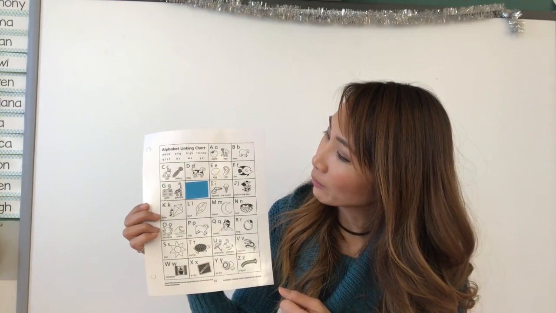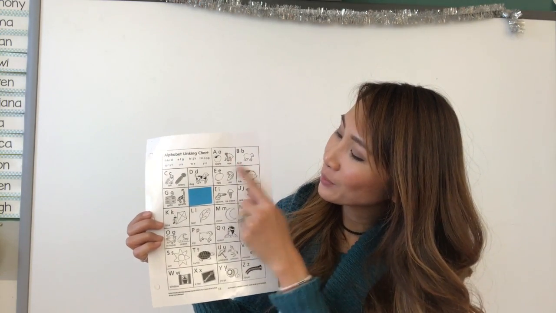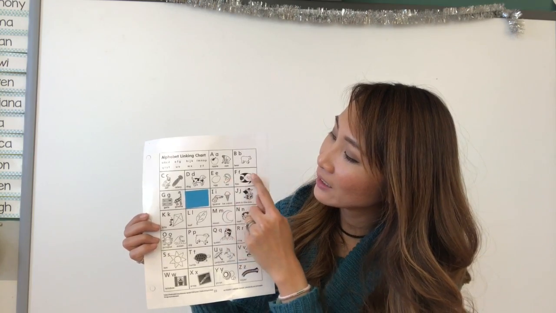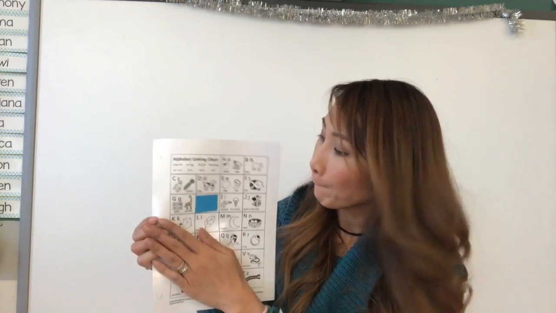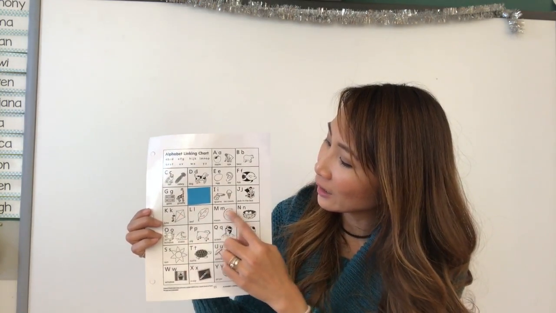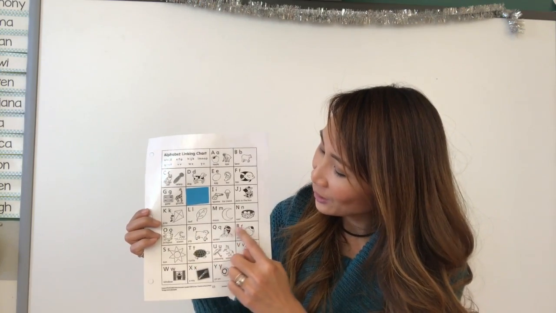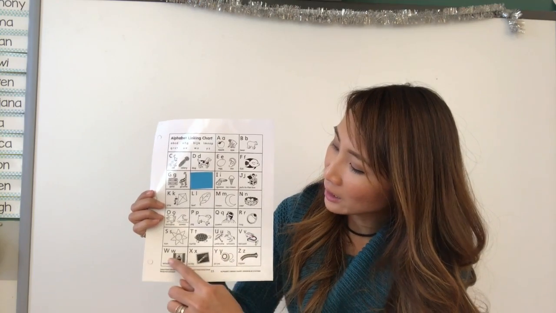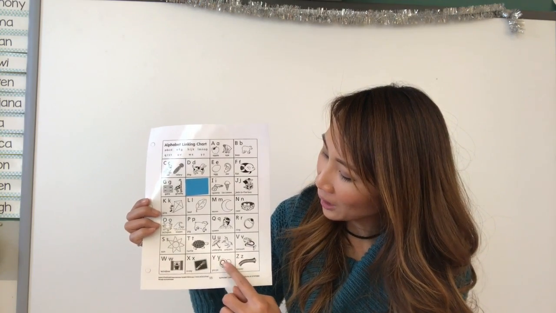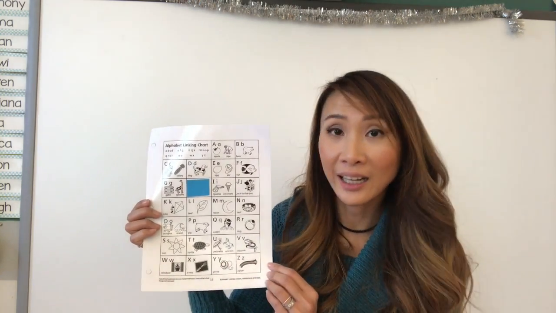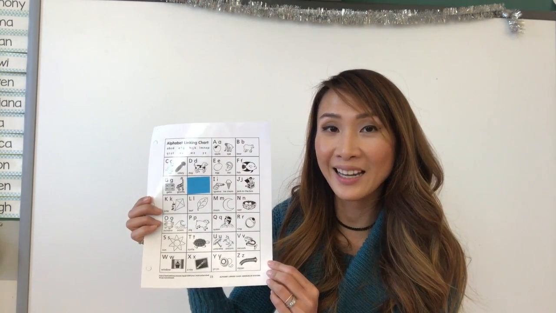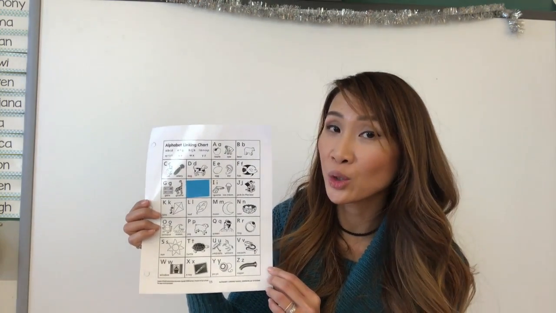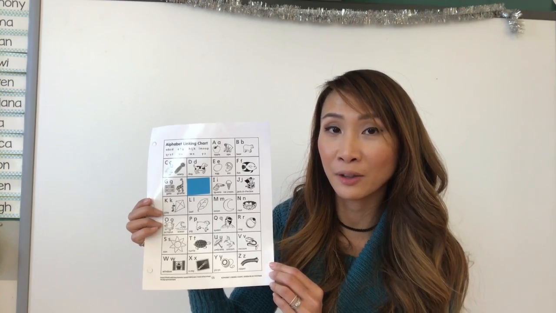So let's try this one, everybody. A, B, C, D, E, F, G, I, J, K, L, M, N, O, P, Q, R, S, T, U, V, W, X, Y, and Z. Now I know my ABC. Which one will you steal from me?